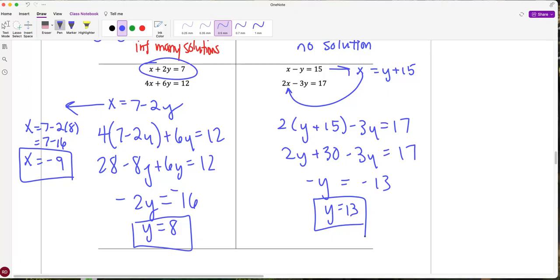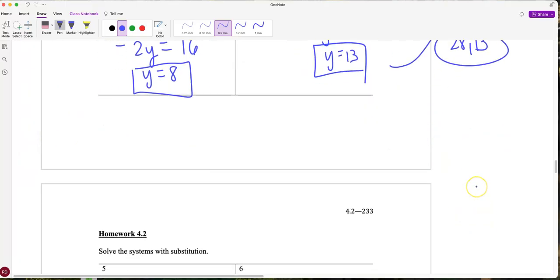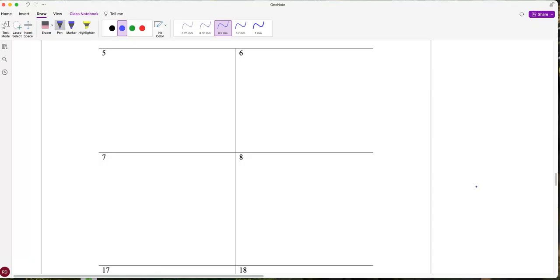Go back up to here. x is equal to 13 plus 15, so x is 28. So your answer can be, I found x and I found y and I circled them, or you could say the answer is the point 28, 13. Either way denotes the answer for me, okay? And that should lead you up into homework for this particular section.